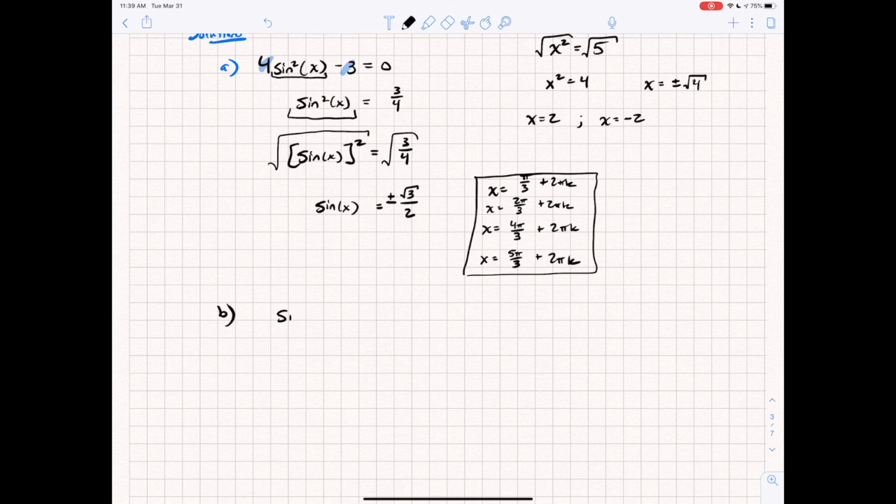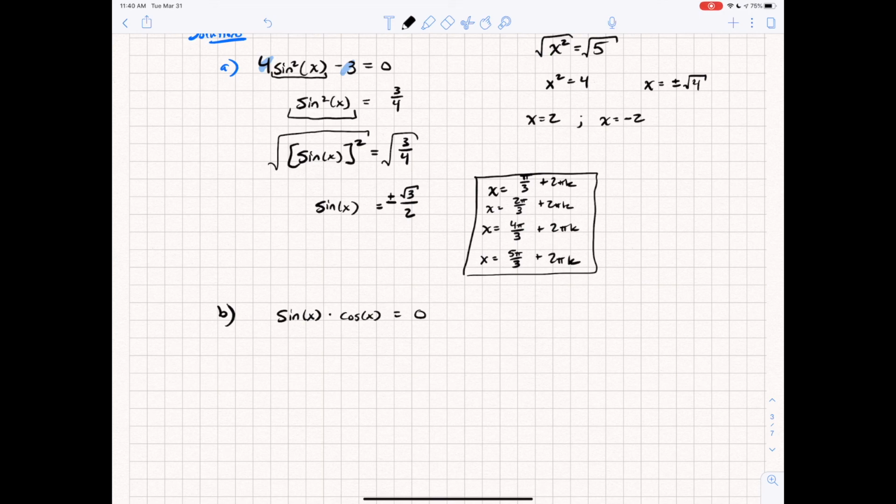All right, now in B, I have sine of x times cosine of x is equal to 0. In other words, I have the product of two different trig functions. Generally, we only have one, and I'm going to go through and isolate that single variable, single trig. But here I can't because there are two different ones. So doing what we've done before, I can't just isolate by adding and subtracting and dividing.